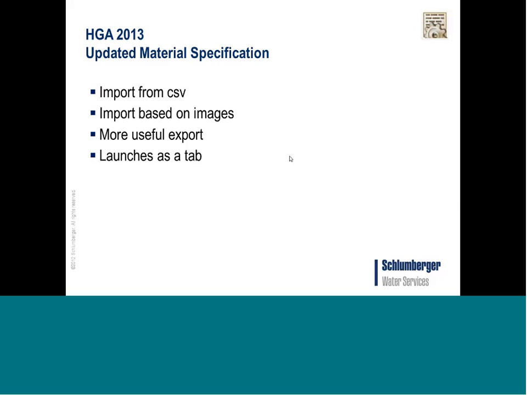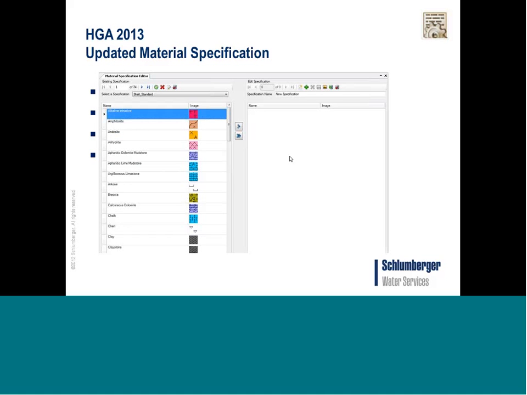And as I mentioned, it also launches as a tab. So the material specification looks like it did previously. It's just we've refreshed it and provided a couple of new options. So on the left-hand side, you'll find the specifications that come with the program, and on the right-hand side is where you can create new ones. Of course, you can steal the names and the images from anything in any of the standards that we have when you're creating your new one.